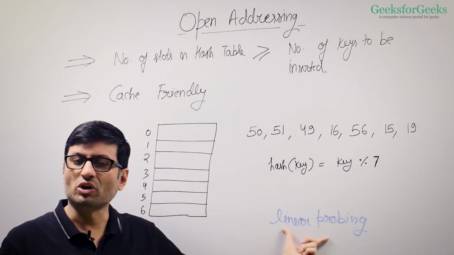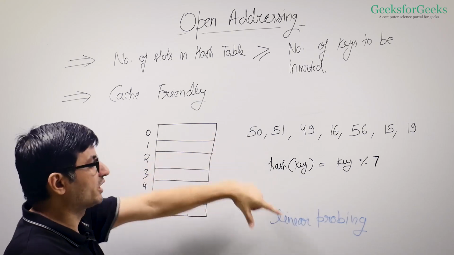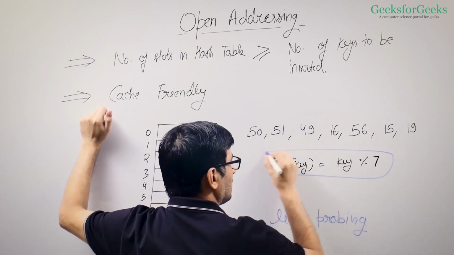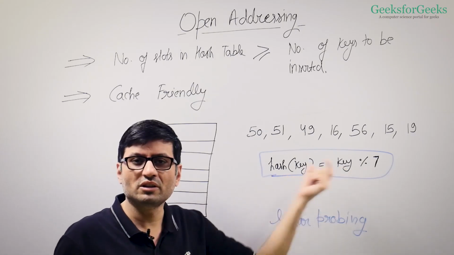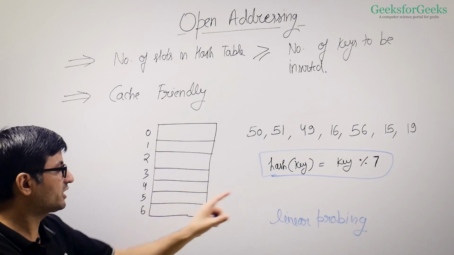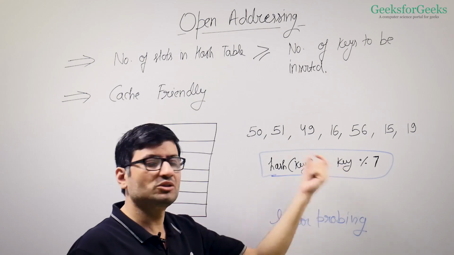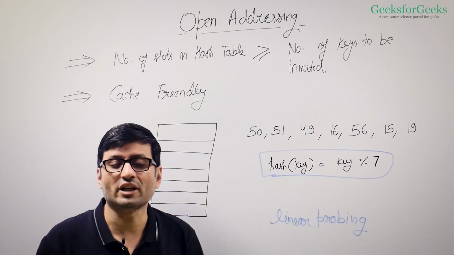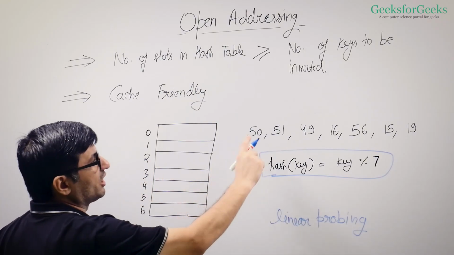Linear probing to demonstrate the example. Let's see what all that means, what is open addressing, what is linear probing. So we are going to use the same hash function. Hash of key is key % 7. Our hash table has size 7. Indexes are from 0 to 6. So this function is going to generate indexes from 0 to 6 and we'll put those values at those indexes. And if a collision happens, we'll use linear probing. Let's see how linear probing works.